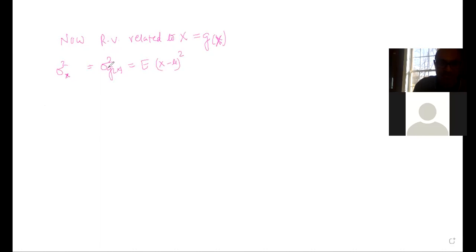But now this x is replaced by g of x, so I have to have g of x minus nu whole square. Make sure that the square is outside: g of x minus nu whole square, and that is equal to summation of. Again the same style: whatever function you have inside your expected value, you have to take the same function over here multiplied by your f of x. So that is equal to summation of g of x minus nu squared times f of x over the index of x, if x is discrete. This x is discrete, right?